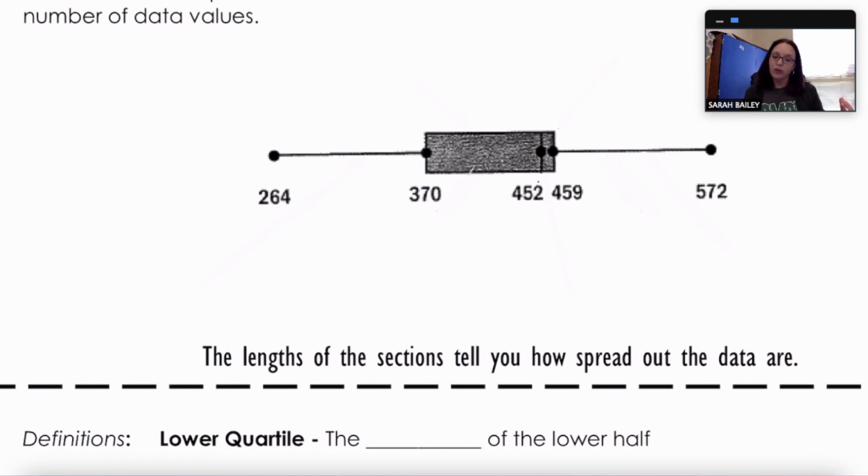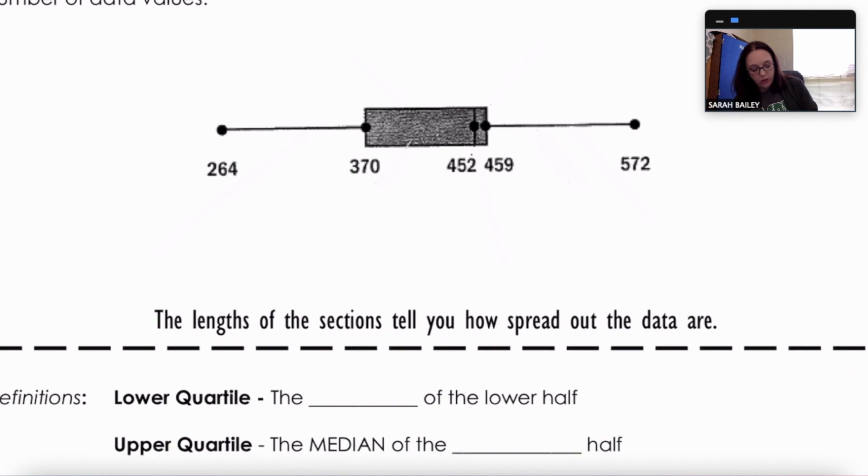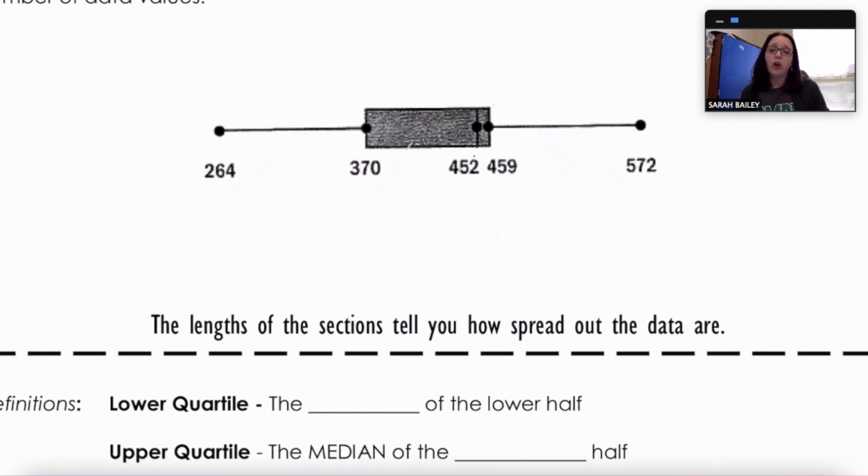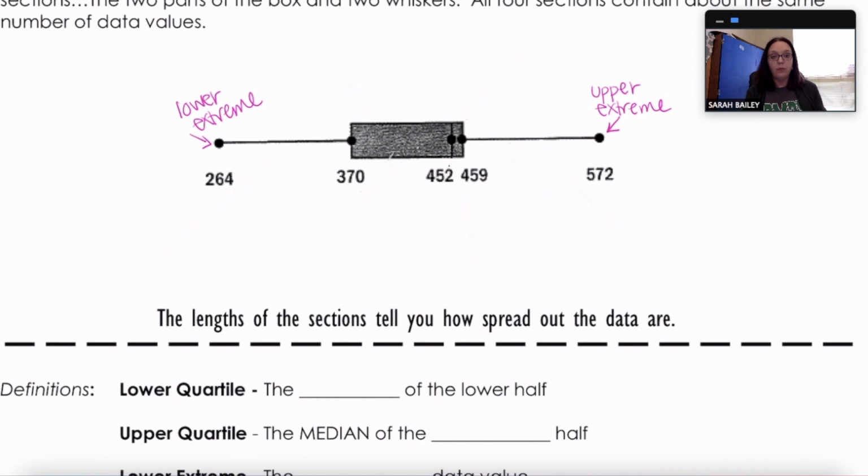Okay, now we're going to draw in our own arrows. Oops, let me change my pen size. So here's our box and whisker plot. It's usually drawn underneath a number line. The 264, which is the point that is furthest to the left, is called your lower extreme. That's this guy right here. The lower extreme is the smallest data value. The point that is furthest to the right is called, you guessed it, your upper extreme. In this case, that's at 572. So you have a lower extreme and an upper extreme.